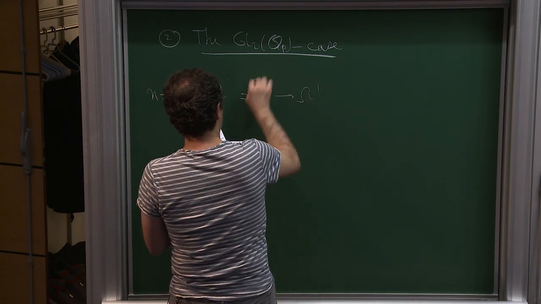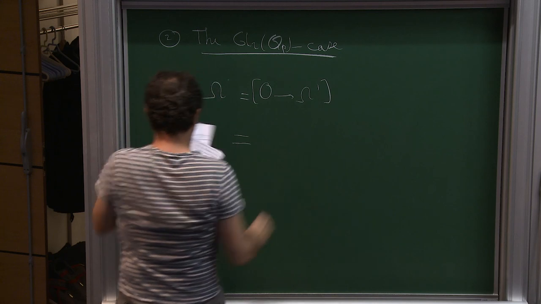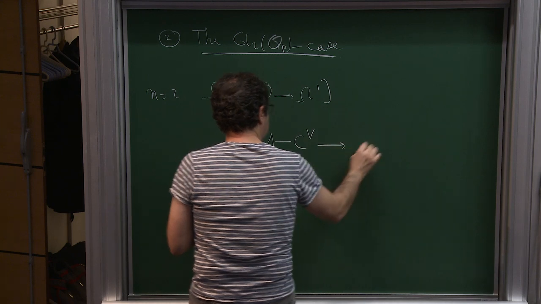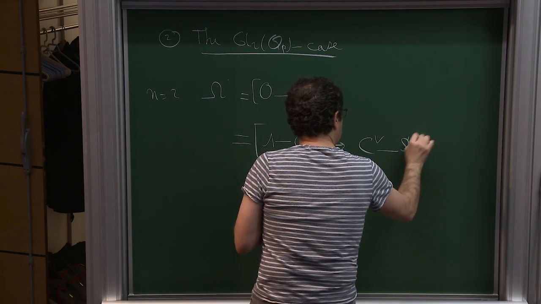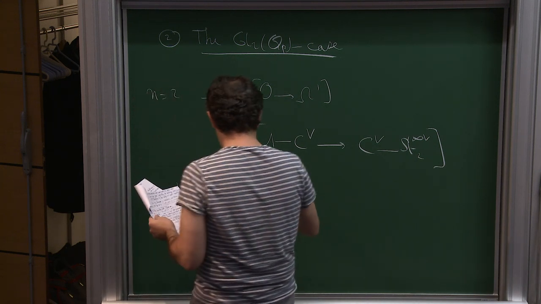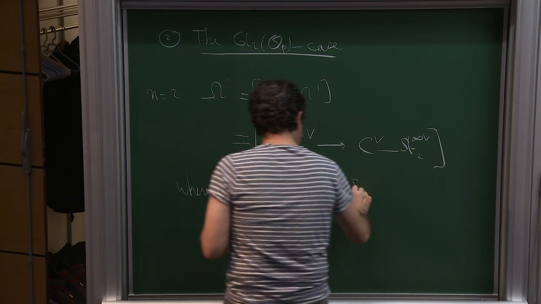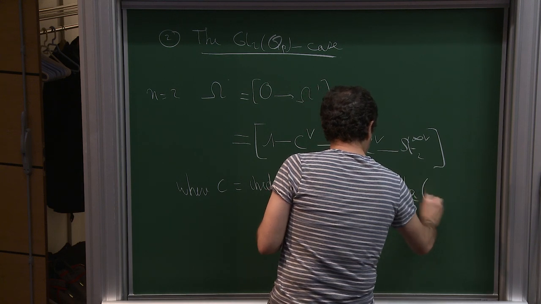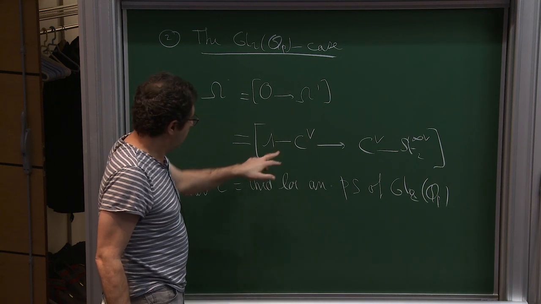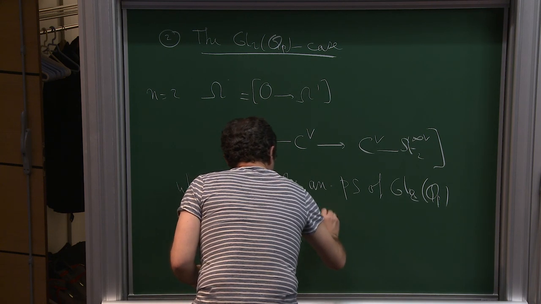So omega 1, and this means this is just zero after. And it exactly looks like this. One, C dual maps to C dual, Steinberg 2 infinity dual, where C is some irreducible locally analytic principal series of GL2(Q_p). And of course, C, this is the continuous dual. And so this means a non-split extension.